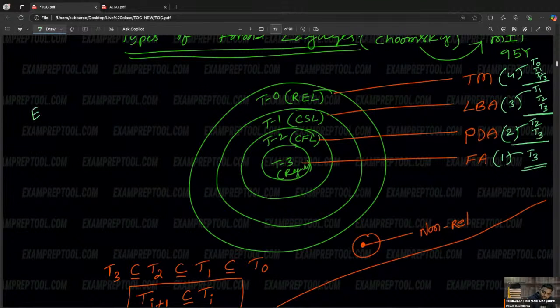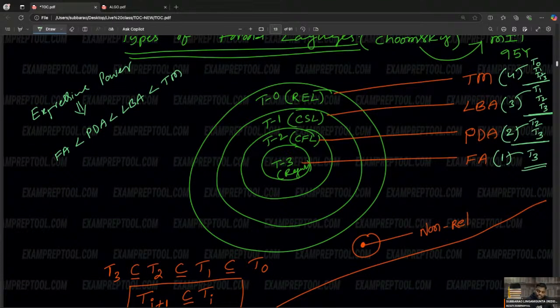So in terms of expressive power, if you see the relation, finite automata expressive power is less than PDA expressive power, which is less than LBA expressive power, which is less than Turing machine expressive power.